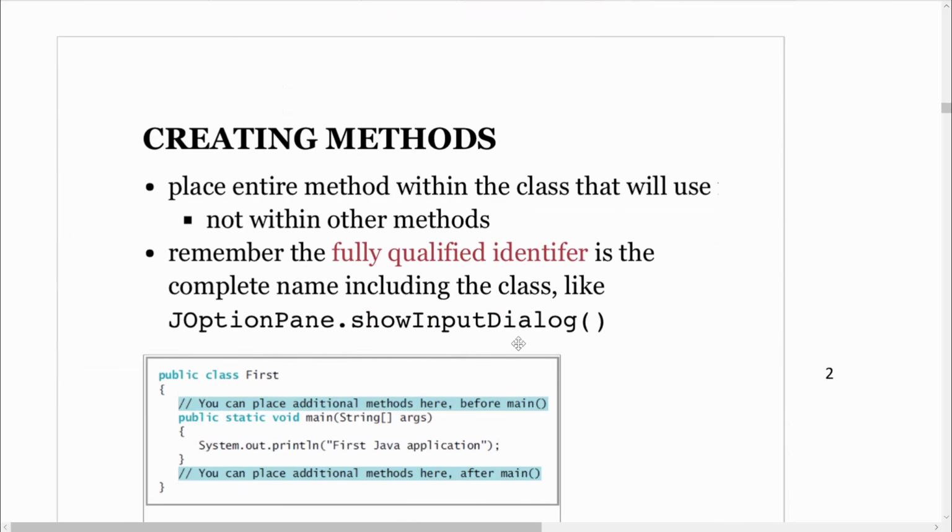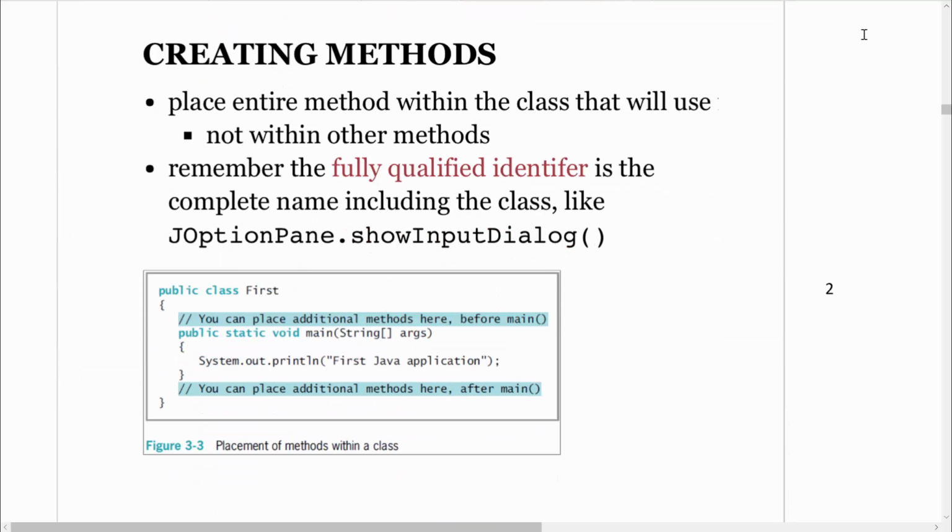And so to move on, what this slide here is saying is that you're going to want to place methods inside of a class, and you don't want to place methods within other methods. You'll get an error if you do that. You can call methods from other methods, but you can't write new methods within methods. And there's also something called a fully qualified identifier. Now, a fully qualified identifier is just a way of calling a method. So, for example, the JOptionPane class has a method called showInputDialog, and a fully qualified identifier just means that you identify every single aspect of the name here.